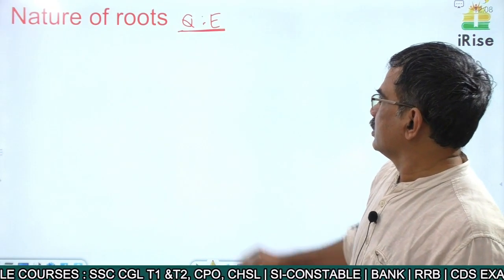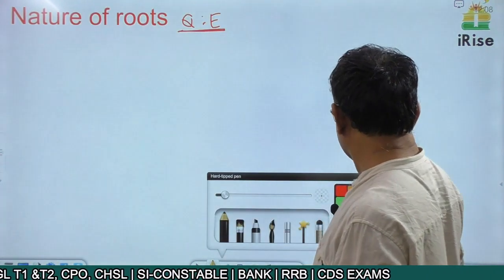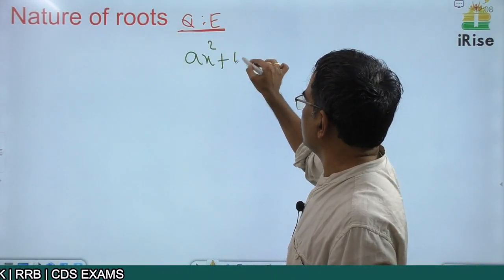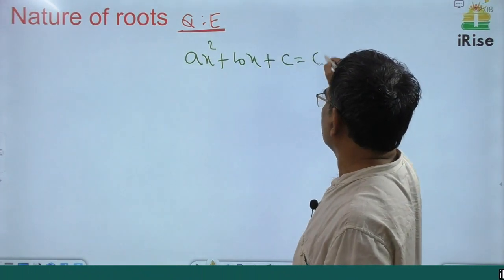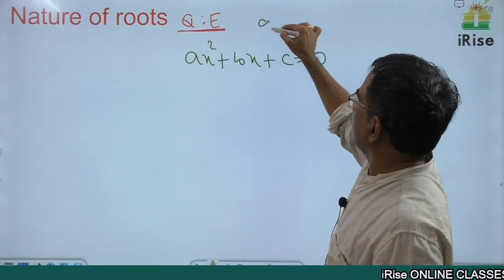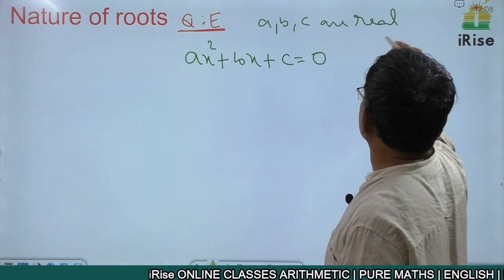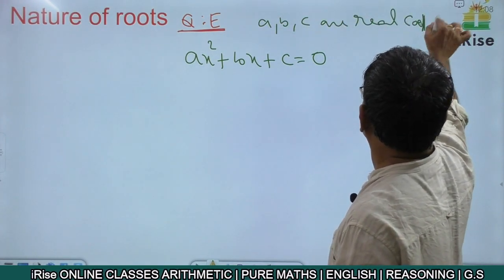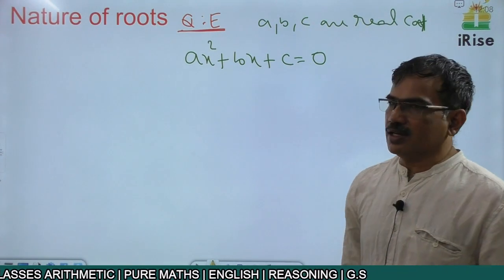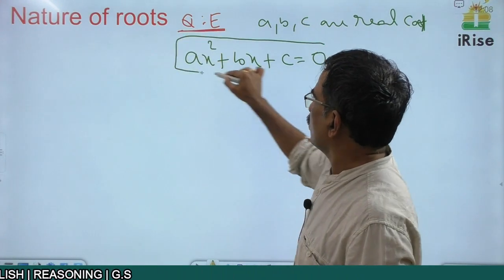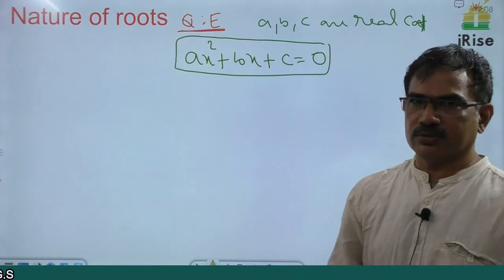So here in the equation ax square plus bx plus c is equal to 0, let a, b, c be real coefficients. If a, b, c are real coefficients, then what about the nature of roots of this quadratic equation?